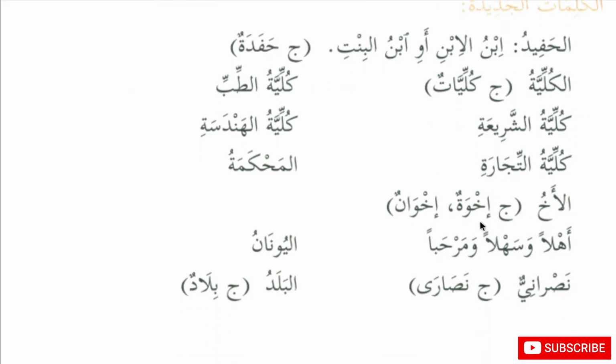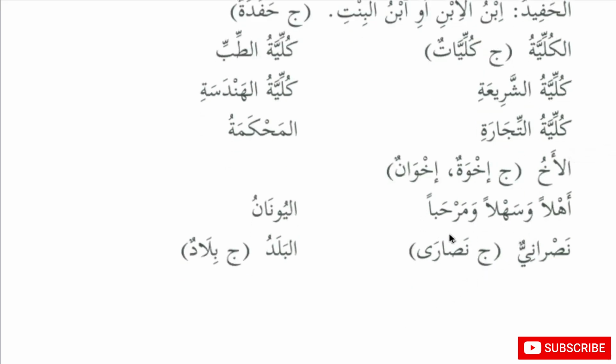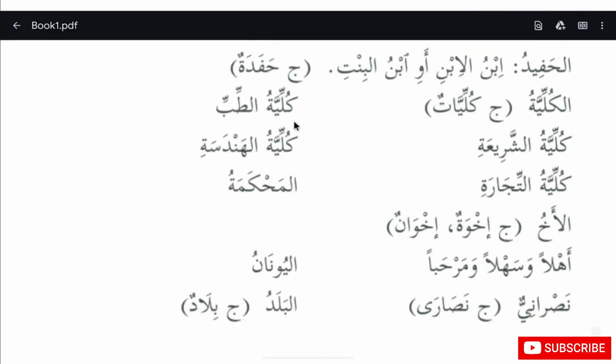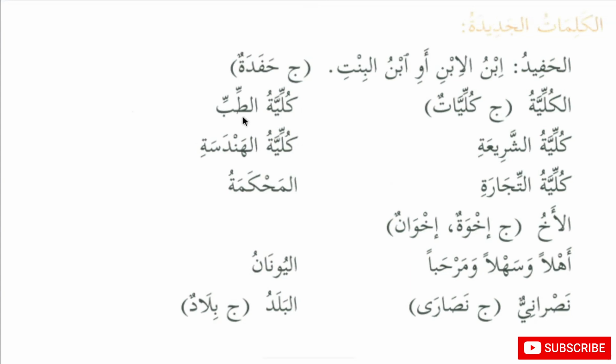Al-akh, brother. Plural, ikhwa or ikhwan. These are two plurals for brother. Ahlan wa sahlan wa marhaban. Basically, this means welcome, or just a way to welcome people and say hello. Ahlan wa sahlan can be used separately. Ahlan can be used separately. Sahlan can be used. I believe these two are used together, and then marhaban can also be used separately on its own. Nasraniyun. This means Christian, singular. Plural, Nasara, Christians. Kulliyat al-tib. The faculty of medicine.